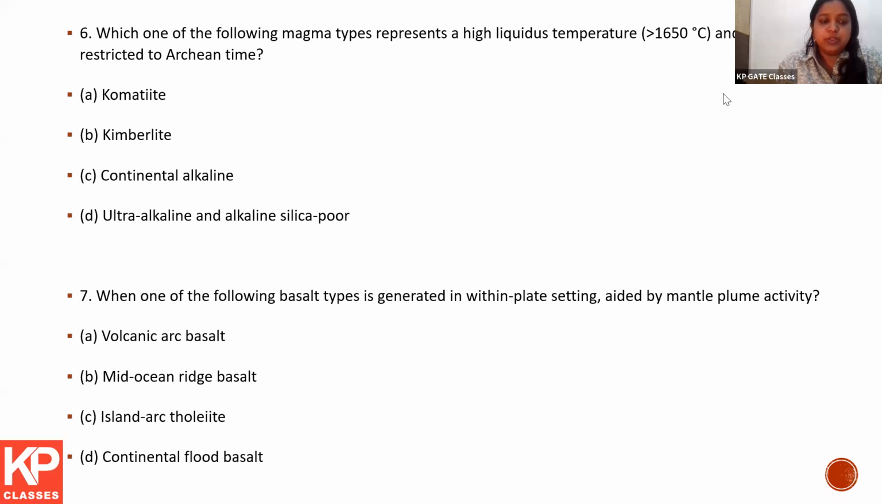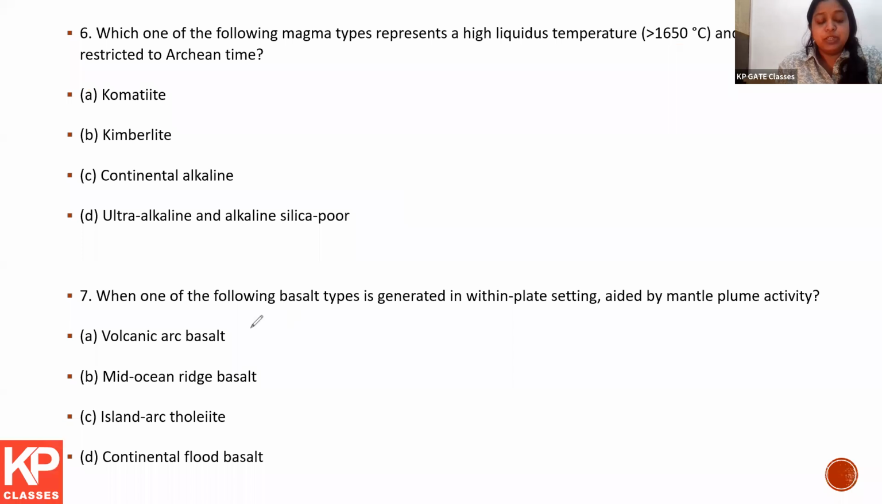This is the next question. Which one of the following magma types represents a high liquidus temperature greater than 1650 degrees Celsius and is mostly restricted to Archean time? Answer is komatiite. These are easy questions. Komatiites form at a high liquidus temperature and are restricted to the Archean because of their ultramafic composition and source.